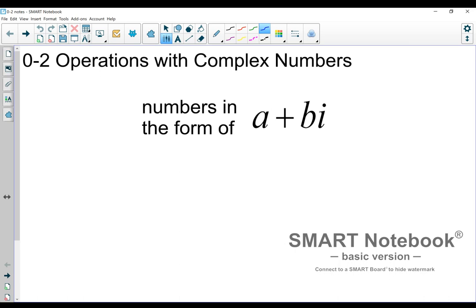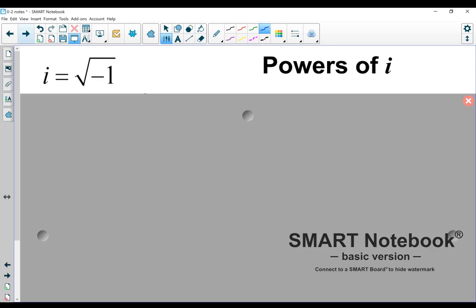Precalc 02, operations with complex numbers. So complex numbers are numbers in the form a plus bi, where a is our real part, and bi, remember, i is the i for imaginary numbers, so this would be the imaginary part. So they have a real and an imaginary component, and we always write that real part first.